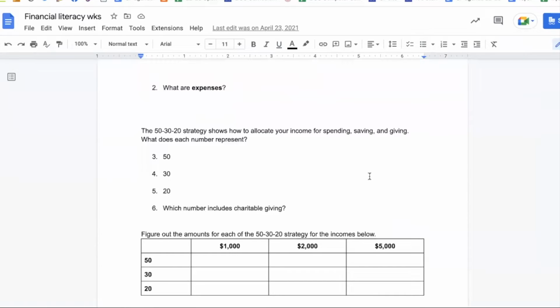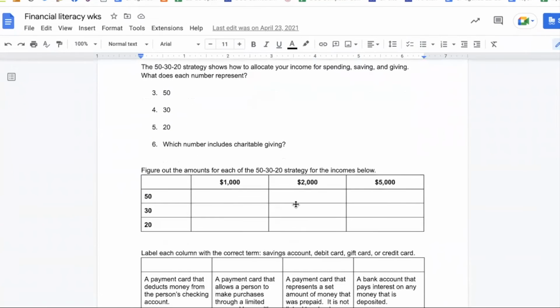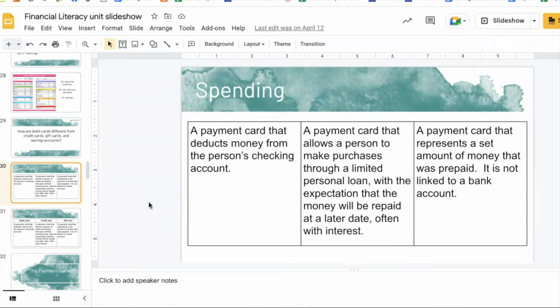Students would answer questions 3, 4, 5, 6, and practice figuring out the percentages in the table. Then we move on to discussion about different types of payment options. So debit cards, credit cards, gift cards, and how those are different from savings accounts.